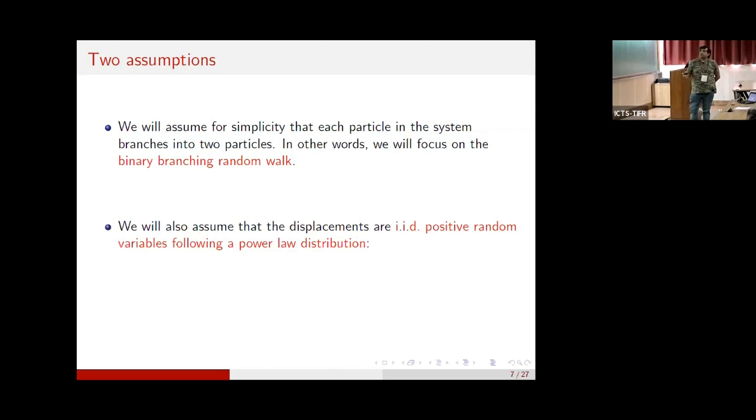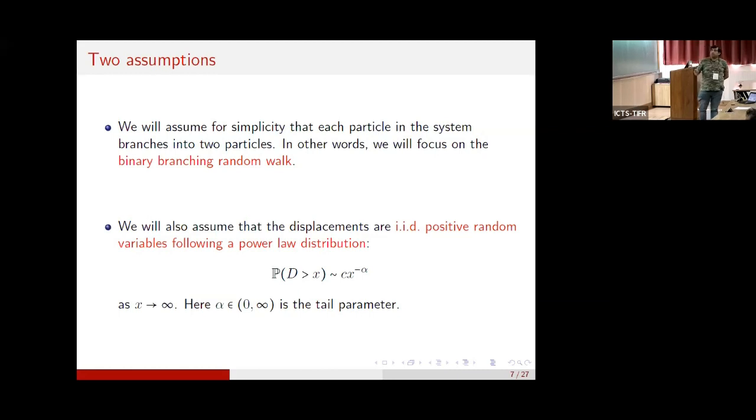In the model that I'm presenting, all the displacements are IID, which means they're all independent of each other and have the same distribution. We'll assume that they're all positive and they follow a power law distribution. The power law distribution means that for large x, the probability that the displacement is bigger than x is some constant times x to the power minus alpha, where alpha is a positive tail parameter.